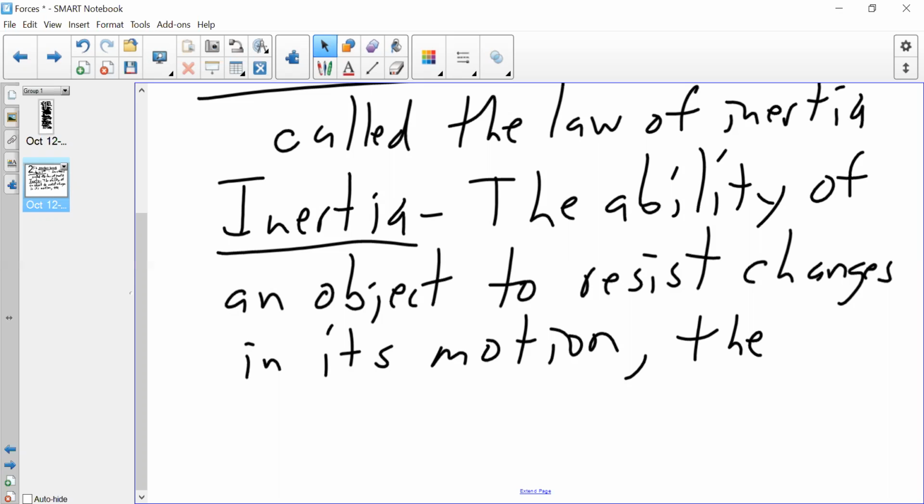So again, sometimes we just have to look at the words themselves, and we can extract so much information from them. Look up the word inert. If something's inert, you're not going anywhere. Let me finish writing this down. I'll give an example of that.